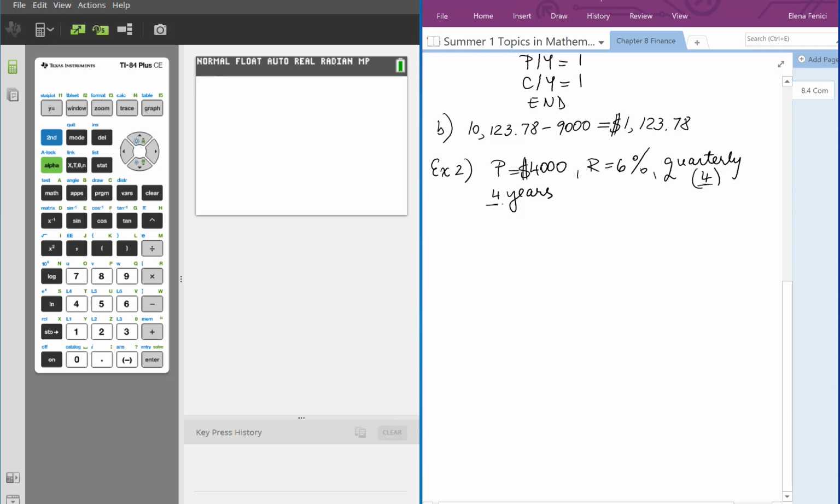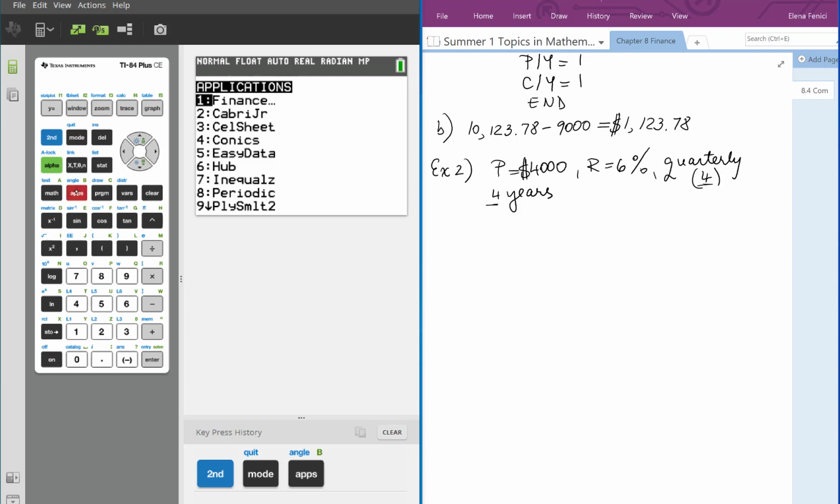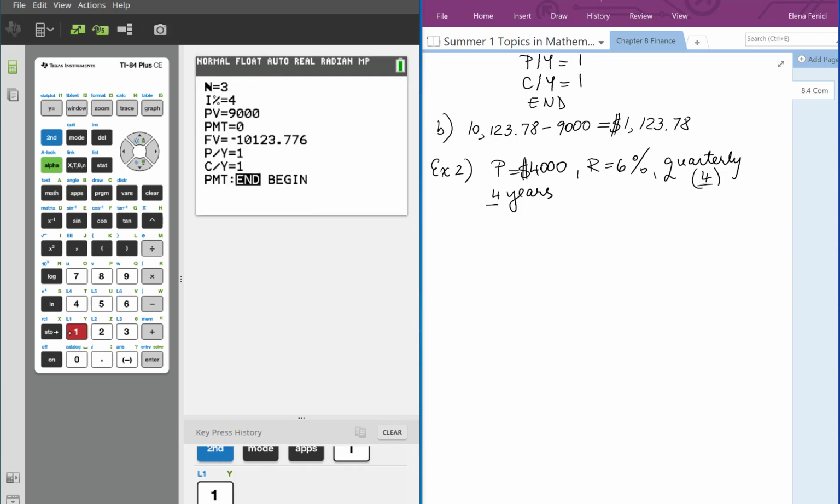Now you might ask, how do you get this blank screen on your calculator? All you have to do is go second mode, and you quit basically your initial screen, and this is how you get to the original screen. So now I'm gonna go again to the finance app. So we go apps, we go 1 for finance and 1 TV solver, and we have the previous screen where we are gonna make some changes.